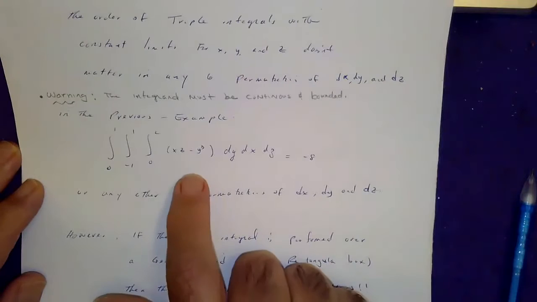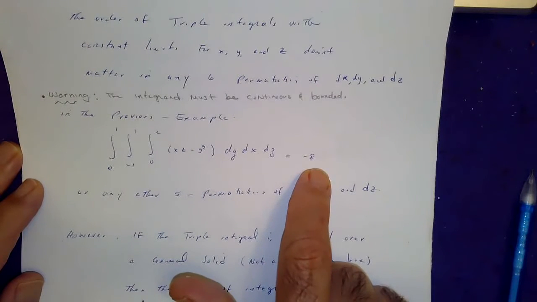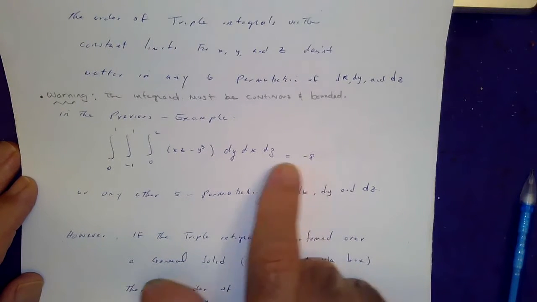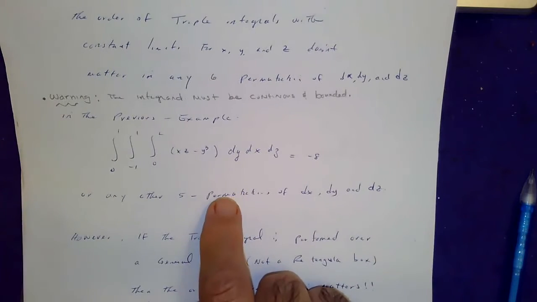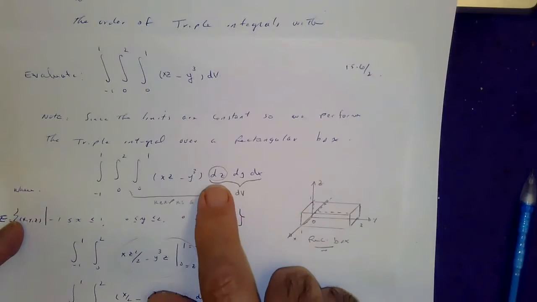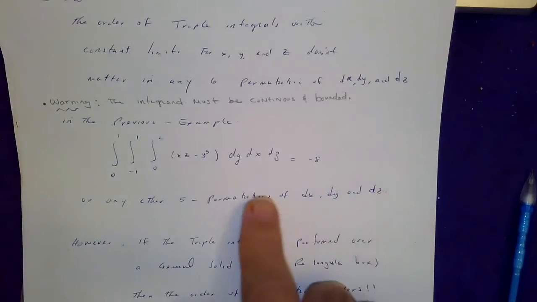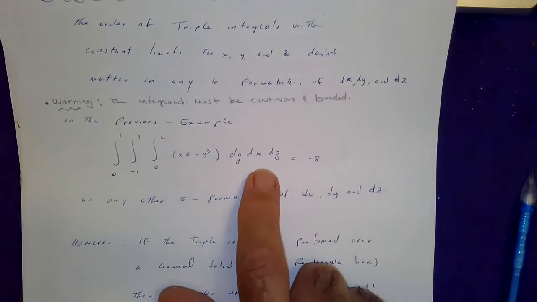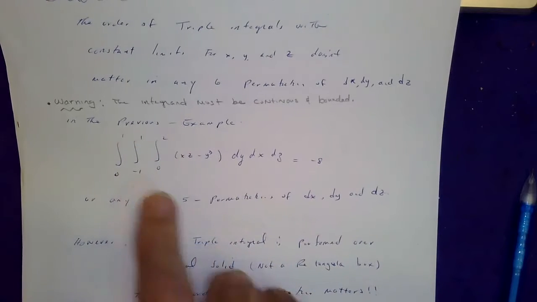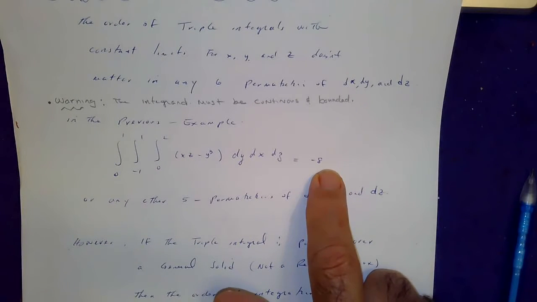So in the previous problem, I did this and came up with -8, right? But notice the order of integration was dz, dy, dx. So here I went dy, dx, dz. I just switched the limits. So according to Mr. Fubini, I should come up with the same answer.